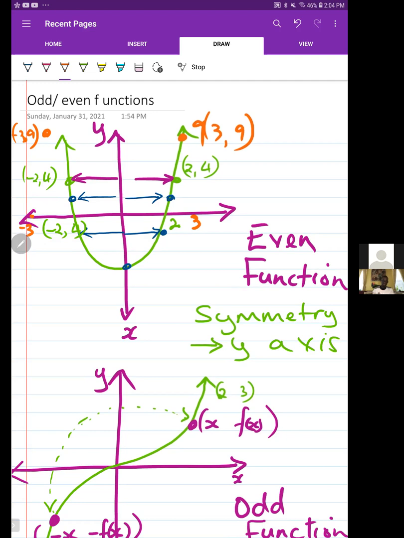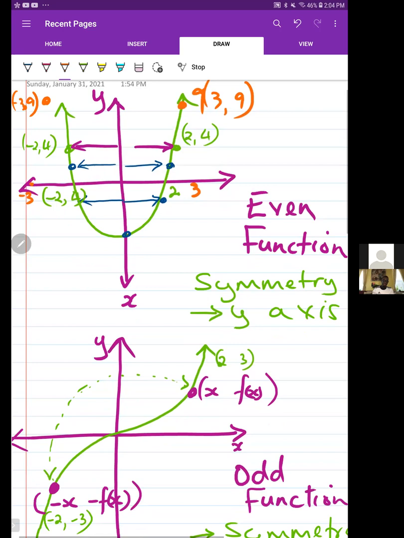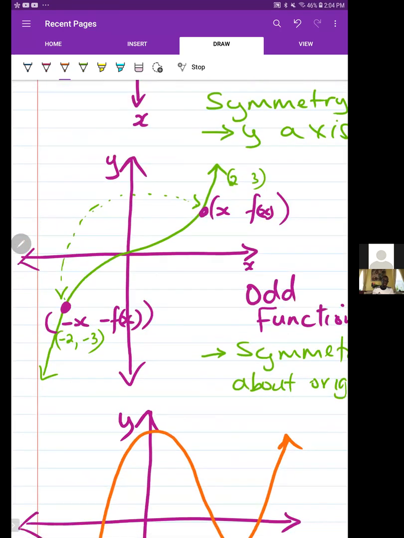That's an even function. An odd function, like I have here in the second graph, is symmetric about the origin. So if you rotate the graph around with the origin as your point of turn, this point, like I have this point (2, 3) up here, would reflect and become (-2, -3). The graph is symmetric about the origin. In terms of x and y values, the x and y values are opposites of each other.